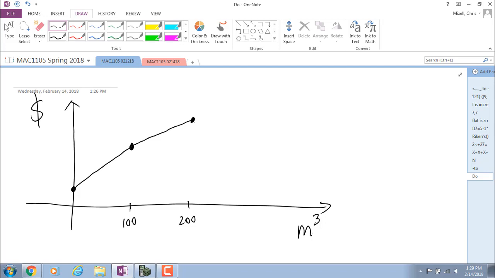And then finally, for all customers that use more than 200 cubic meters of natural gas, it's a little bit less steep. So I'll begin here and just indicate it looks like that.